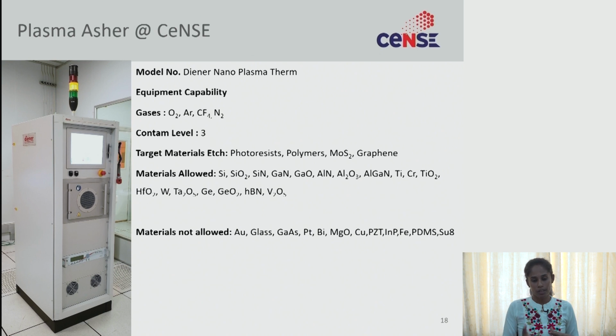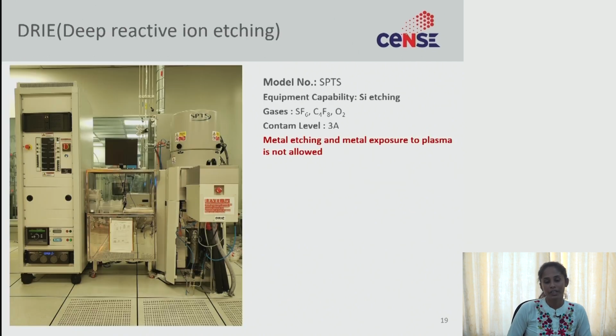Okay. So again, these are some of the materials which can be allowed in this tool, and some of the materials which cannot be allowed in this tool, and the gases available in this tool are only O2, argon, CF4 and nitrogen. Along with your RIEs, we also have something called deep reactive ion etching, so DRIE. Here the tool is mainly for silicon etching, and the contamination level is again 3A, so there is no metal etching or metal exposure to plasma, and the gases available here are SF6, C4F8 along with O2.